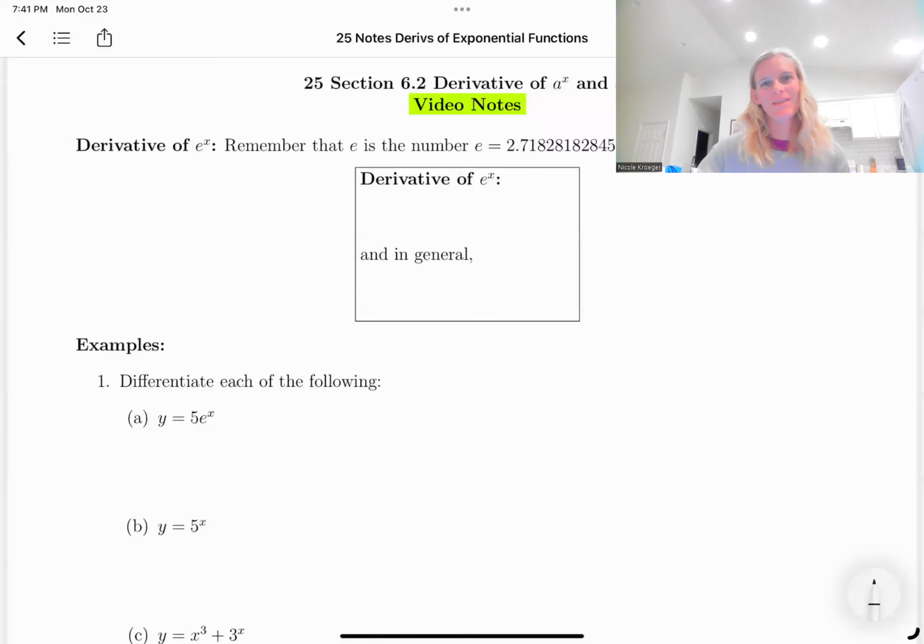Today, we're going to learn how to take the derivative of exponential functions. So these are things like e to the x, 5 to the x, 8 to the x. We noticed that what we've done before is that the exponent has been a number. Now the base is going to be a number and the exponent is going to be the variable.